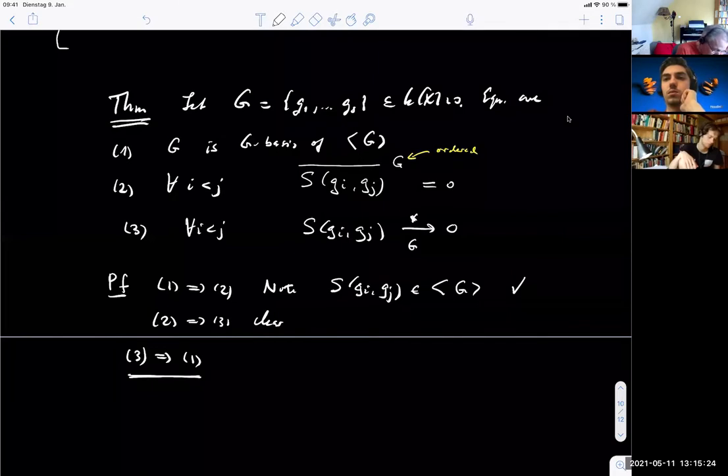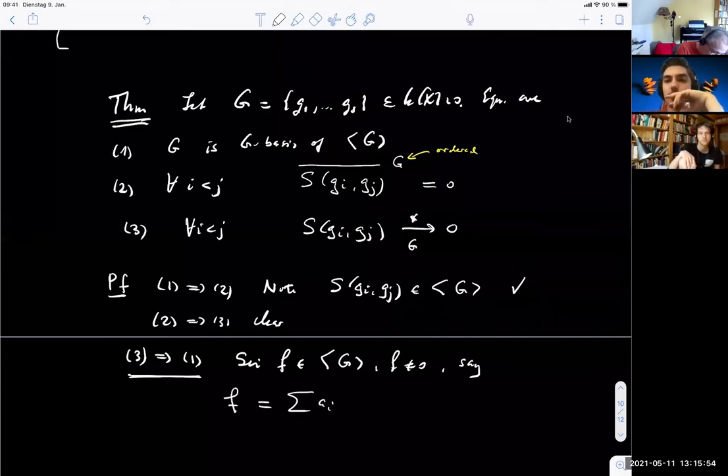Okay, so let's take a polynomial f in the ideal generated by g, non-zero polynomial. I want to prove that the leading term of f lies in the monomial ideal generated by the elements of G. Okay, so let's write f as a linear combination of the G's. So we write it this way. The coefficient polynomial is ai, okay?